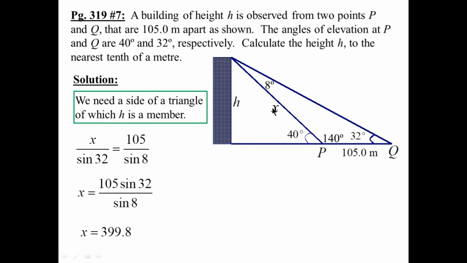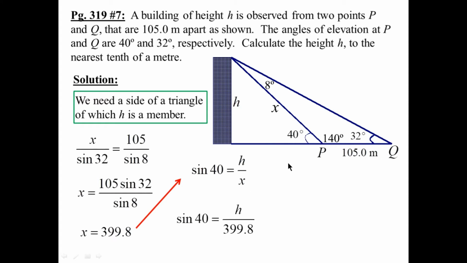Now that I know what x is, I have a side of a triangle of which h is a member. I satisfied the green box. Now it's just a matter of using SOHCAHTOA. Don't use a sine law in a right-angled triangle, although you can. It's unnecessary. Why not just say sine of 40 is opposite over hypotenuse? Sine of 40 is h over x.